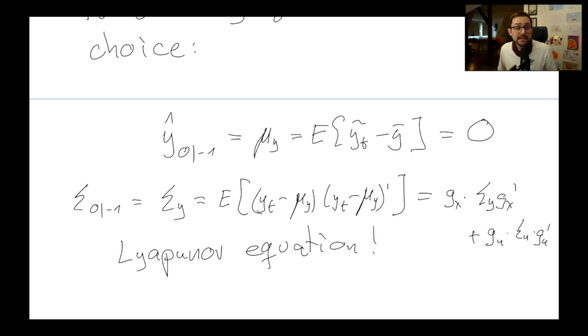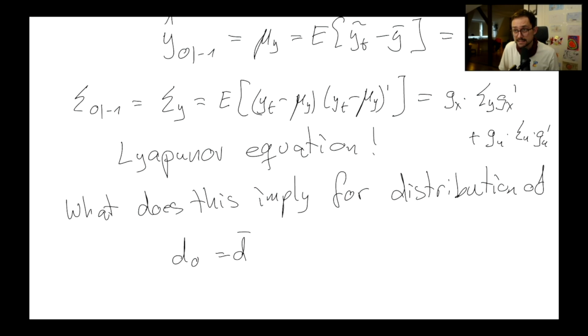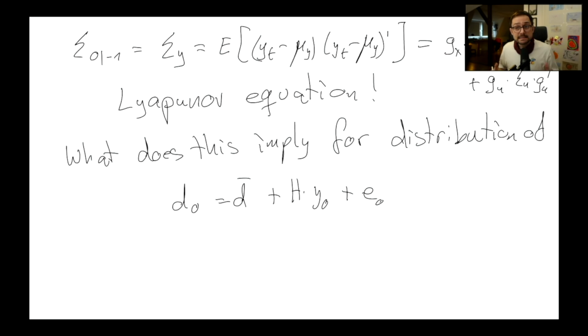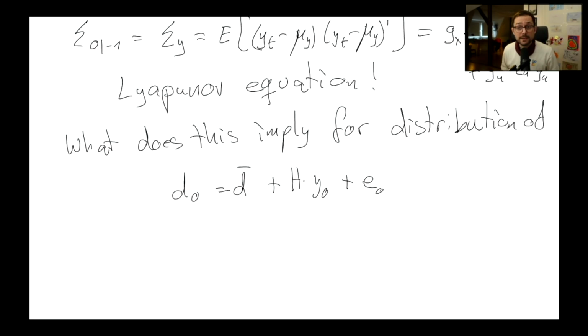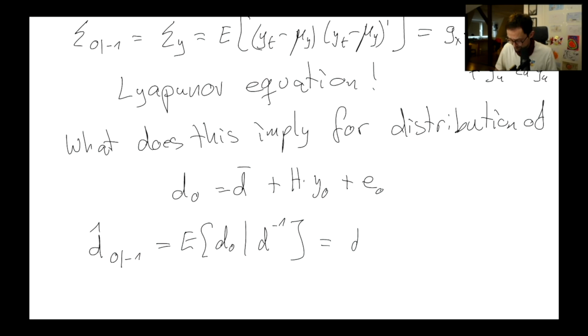Now, what does this imply for the distribution of d0? So d0 was the steady state plus h times y0 plus e0. Let's take the conditional expectation given information for t equals -1. So d hat 0 given -1 is the conditional expectation of d0 given d minus 1. Plug it in, evaluate the conditional expectation, what you know given your information set, and you are left with h times y hat 0 given -1. That is the conditional expectation.